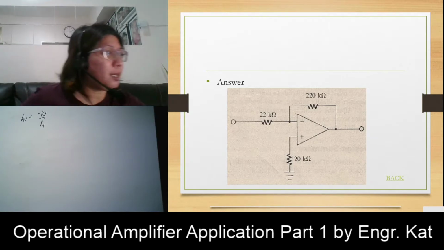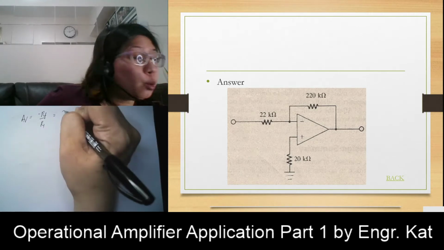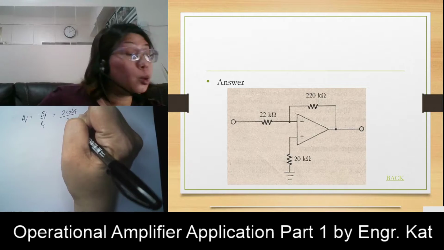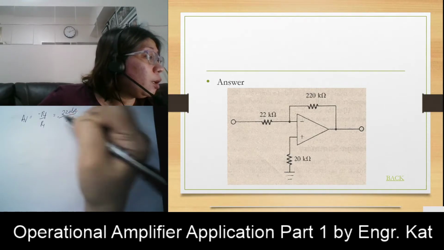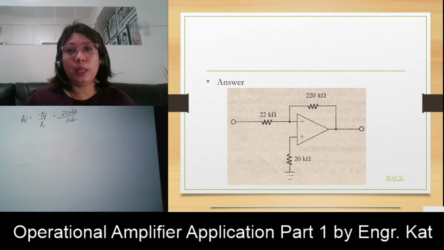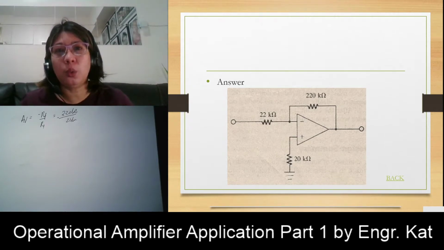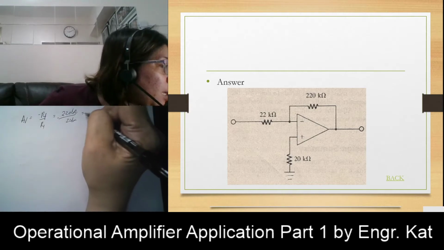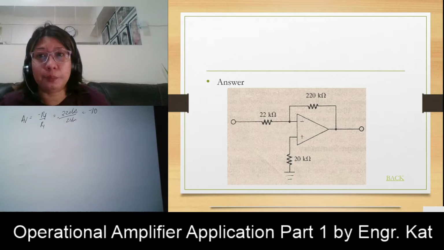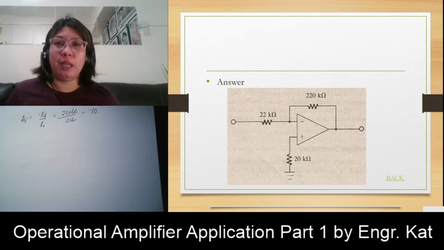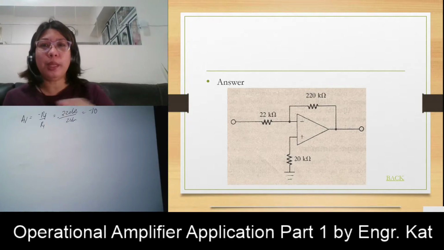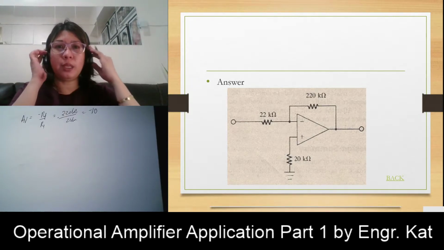In this case, it makes use of 220 kilo ohms over 22 kilo ohms, so automatically we have the negative sign there. 220 divided by 22 kilo ohms will give us a gain equivalent to -10, which is the required gain in your design problem. Now the 20 kilo ohms there, where did it come from?